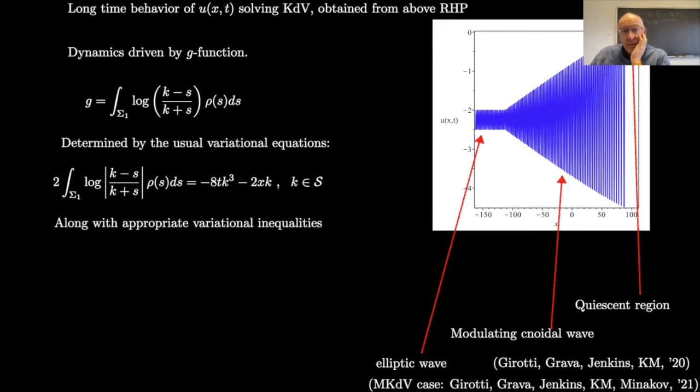Okay. And so I've just written down kind of the summary of step one of the Riemann-Hilbert analysis in this case. It is to determine the function g, which is the same thing as determining the density rho. So rho kind of determines the subset of the solitonic region that drives the behavior of the solution.